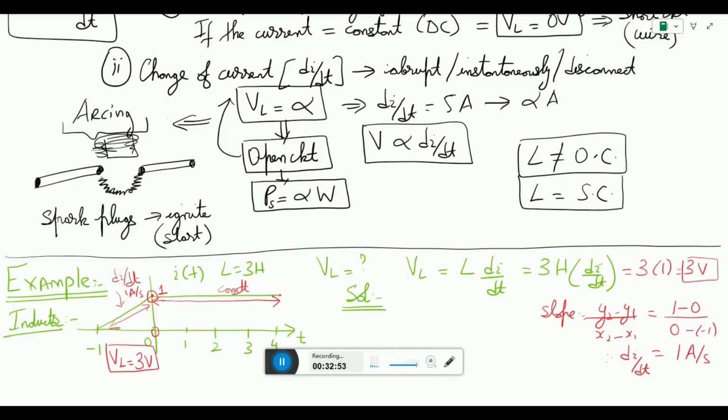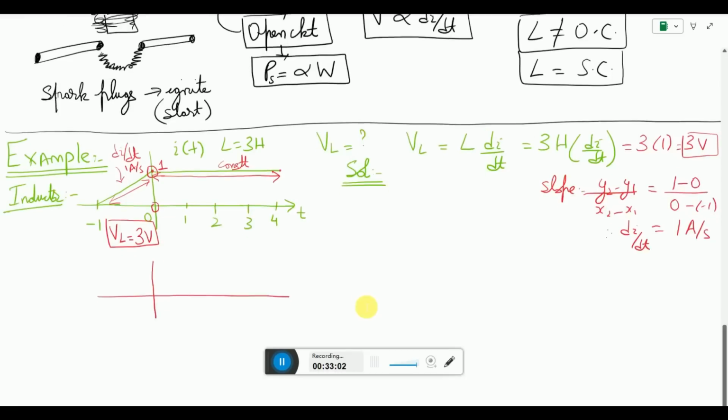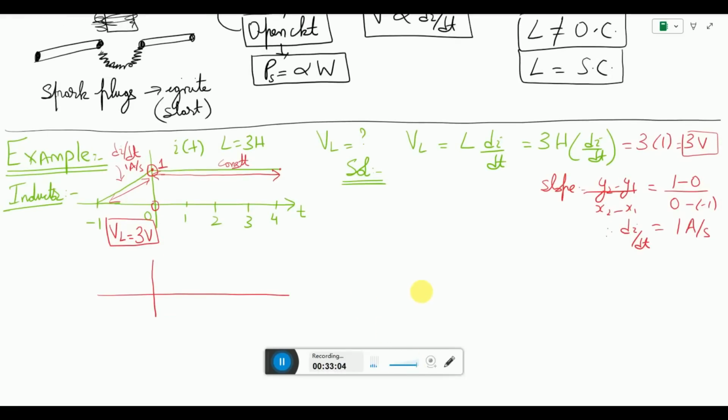Okay, this is good. If you want to draw this, we can draw it exactly. So the voltage graph corresponding to the current graph comes out to be, this is the time axis, and from 0 to -1 we get the value of 3 volts.